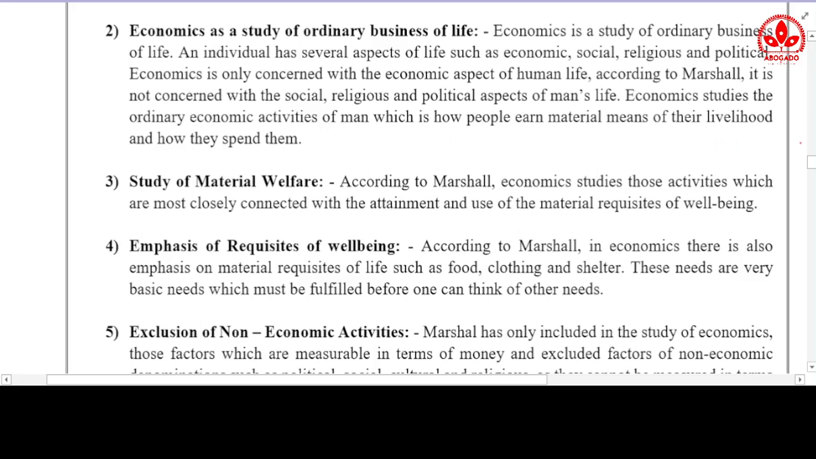Like I told you, a human being has a lot of requirements in his life. He has economic, social, religious, political requirements. These are the different requirements which a human being has in his life, but economics is only concerned with that portion which is the economic portion. Okay, so this was a major feature of Alfred Marshall's definition, that economics is just concerned with the economic portion of a man's life. It is not concerned with social, religious, political, etc. Okay, so this was the second feature.